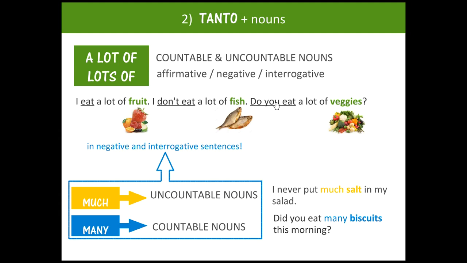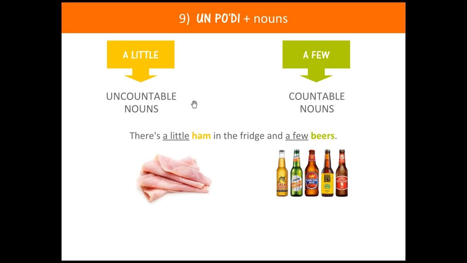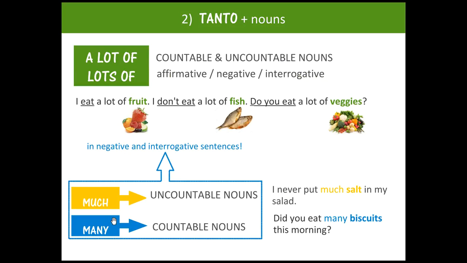Do you eat a lot of veggies? This sentence is interrogative and veggies is plural, okay, so it's countable. As you can see, I've always used a lot of. You can use also lots of. I eat lots of fruit, lots of fish, lots of veggies. It's absolutely the same thing. But we also have much and many. So when do we use much and many, and what do they mean?